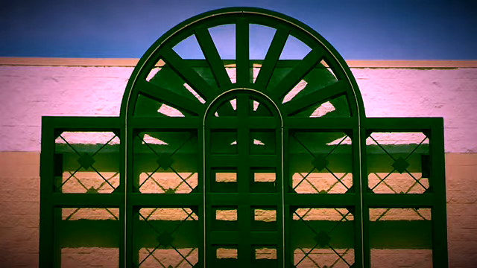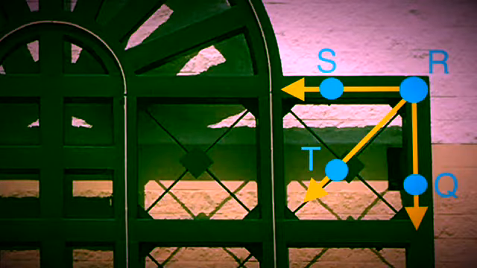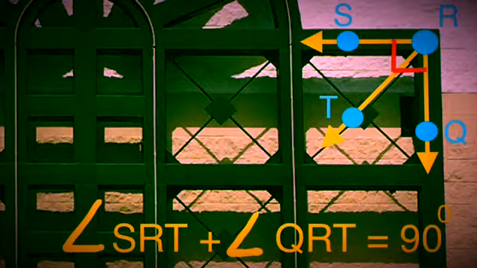We are going to focus on one of the squares in the upper right-hand corner of this structure. There are two different angles highlighted here. The right angle symbol indicates that these two angles together form 90 degrees. So we can say that angle SRT plus angle QRT is equal to 90 degrees, or the sum of these two angles equals 90 degrees.